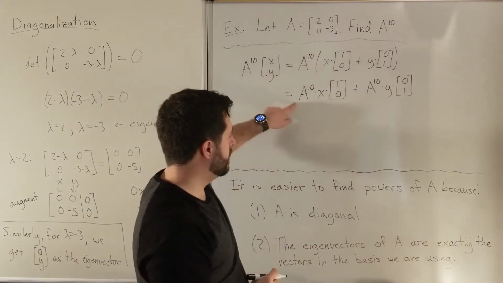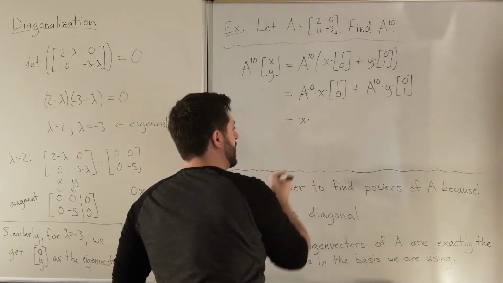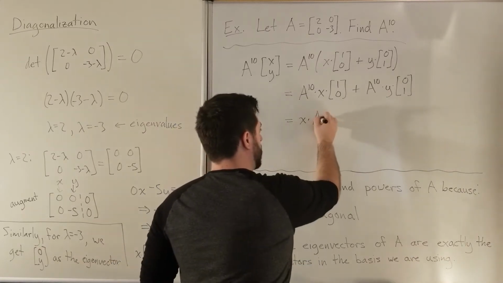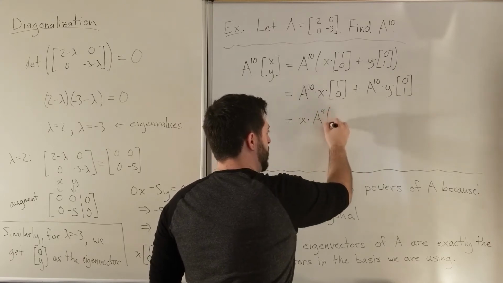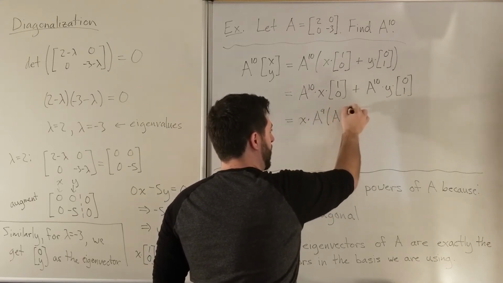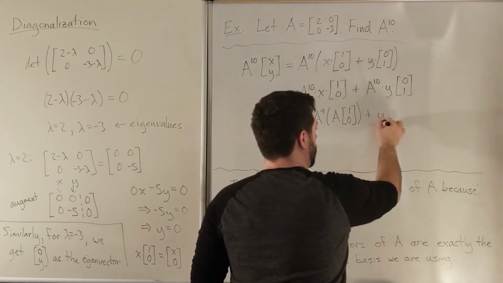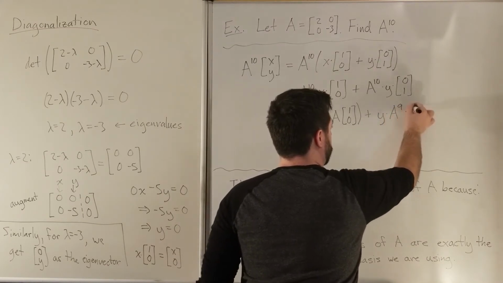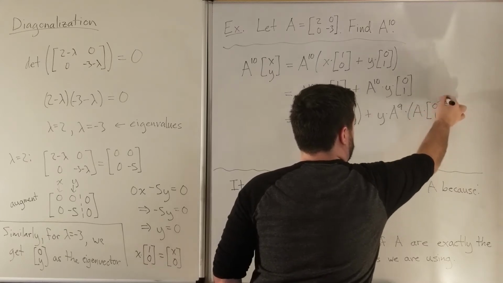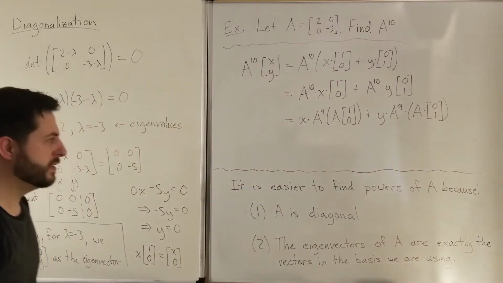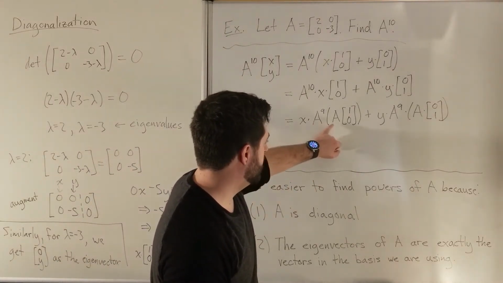Okay, so this constant you can think about as coming out to the outside. So I'm going to write this as x times A to the 9th, and then times A times 1, 0. And I'm going to write this one as y times A to the 9th times A times 0, 1. Okay, so this is sort of a weird thing to write. But just to note, I still have everything in there. I have 9 factors of A here.